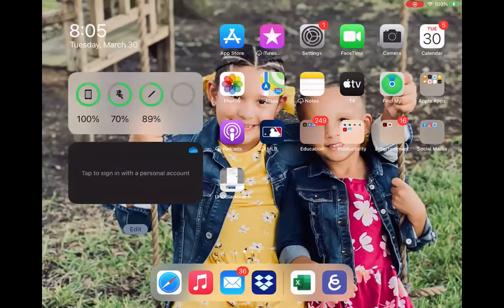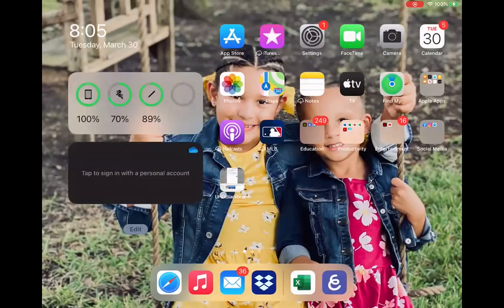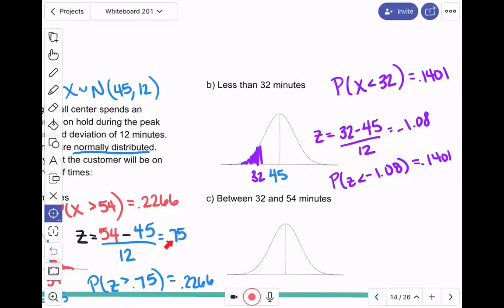Unless it's an exact value like the 0.75 we had earlier, which only has 2 decimals, if you get something like this, Excel and the table won't always line up, but Excel is the more accurate answer.